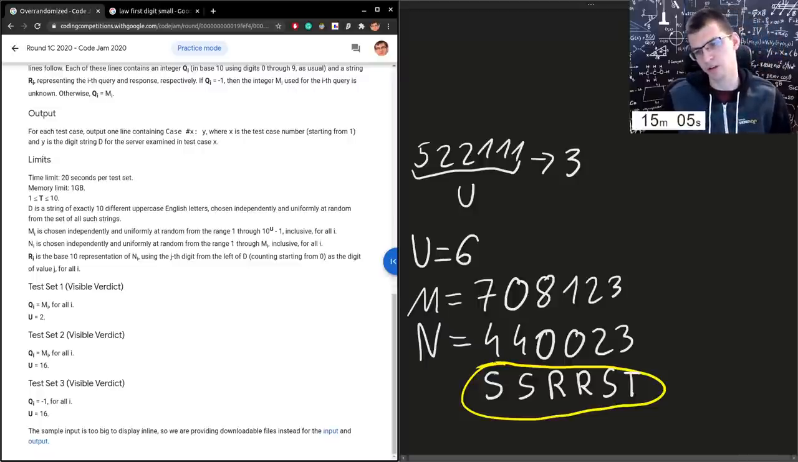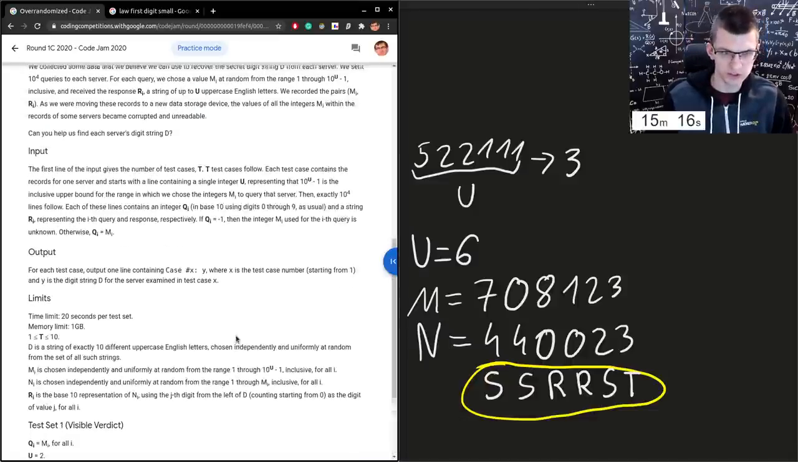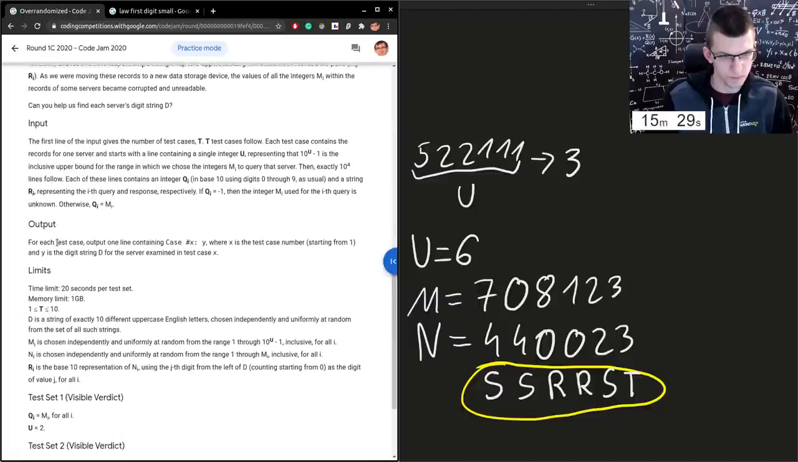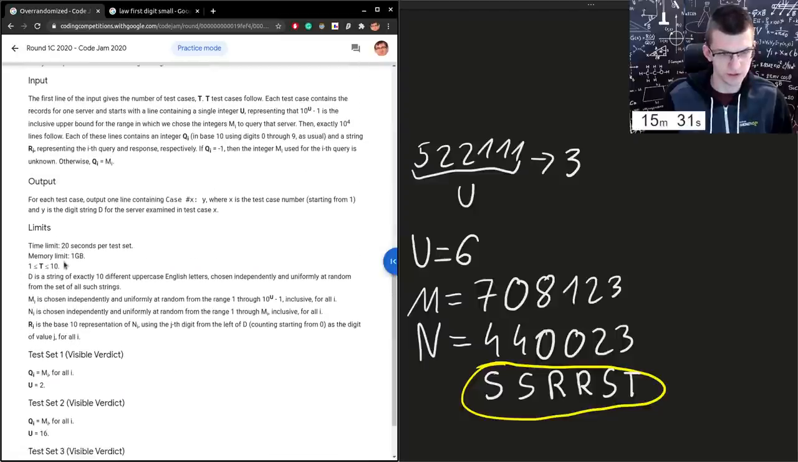Okay, I will sort characters by frequency of appearing here on the first position. But then there might be... the mapping is not unique, right? Is it guaranteed that D has distinct digits? It has distinct digits here. Let's go to limits. Yeah, D is a string of exactly 10 different uppercase English letters.